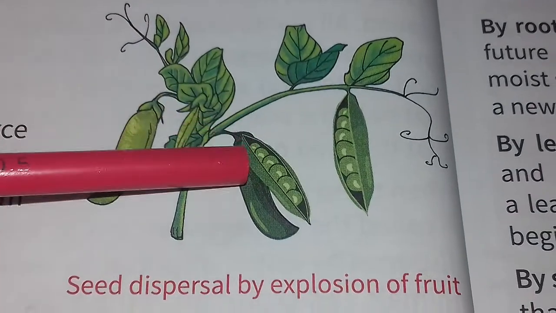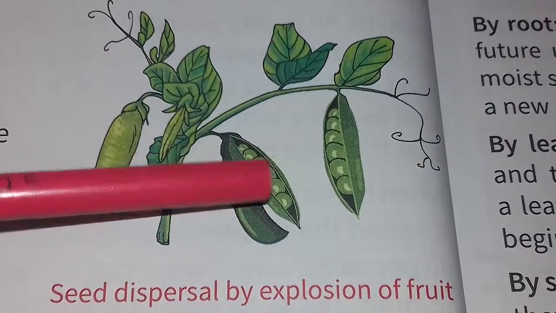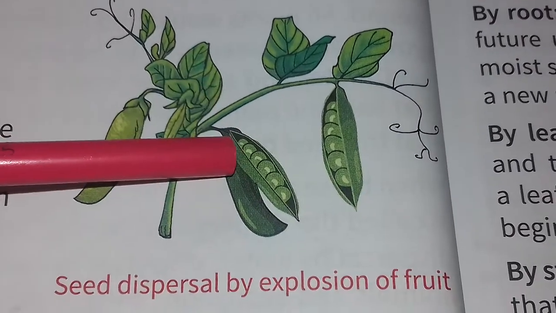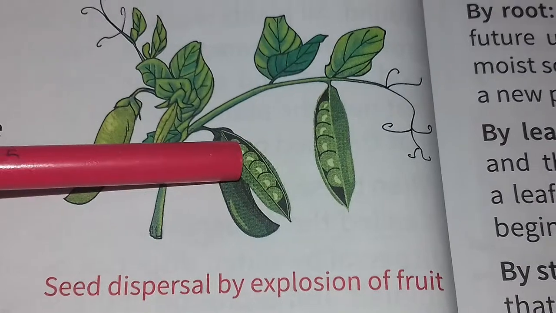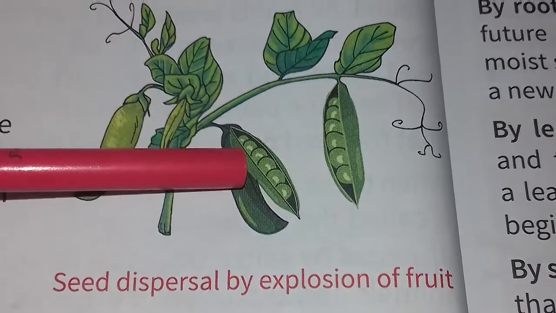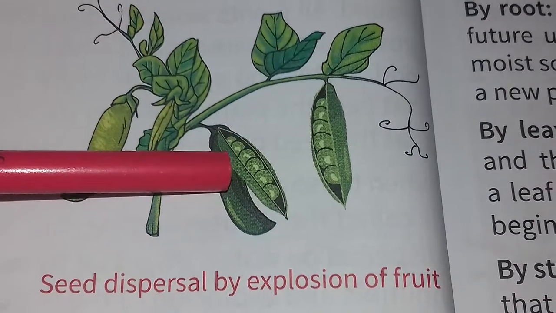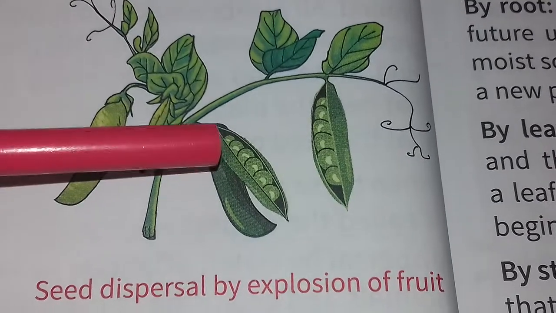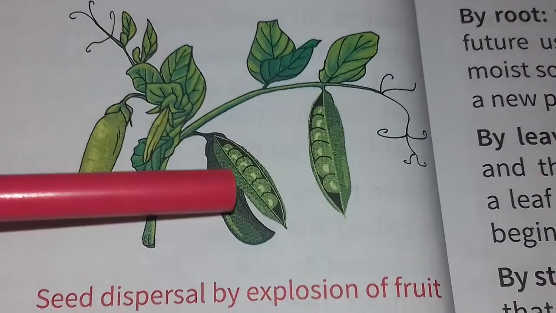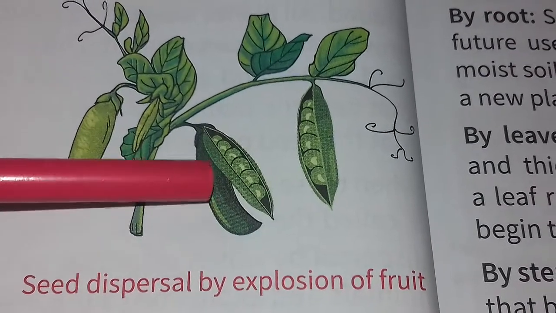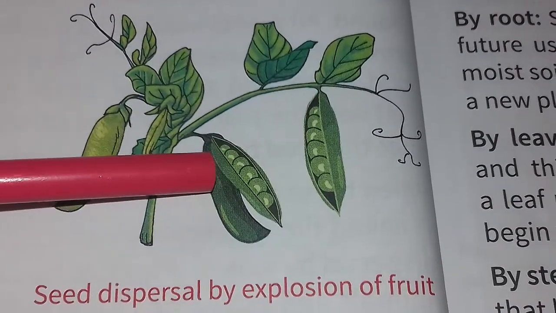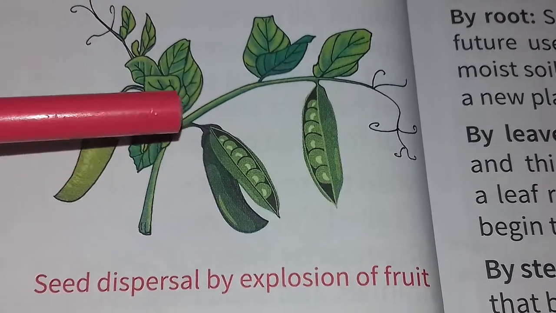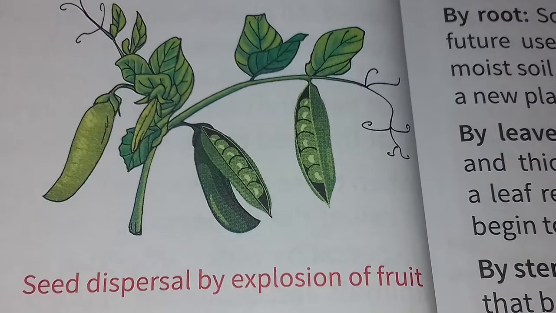The pod bursts. This is a pea plant. These seeds explode. The pod bursts open and the seeds are ready for dispersal. The explosion shoots the seeds out and away from the parent plant. Peas, beans and violets use this method of dispersal.